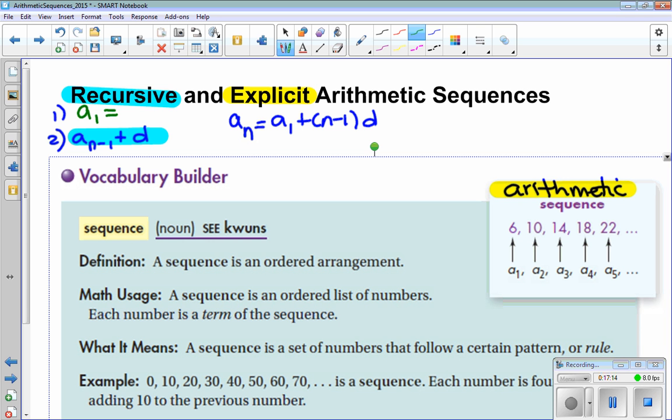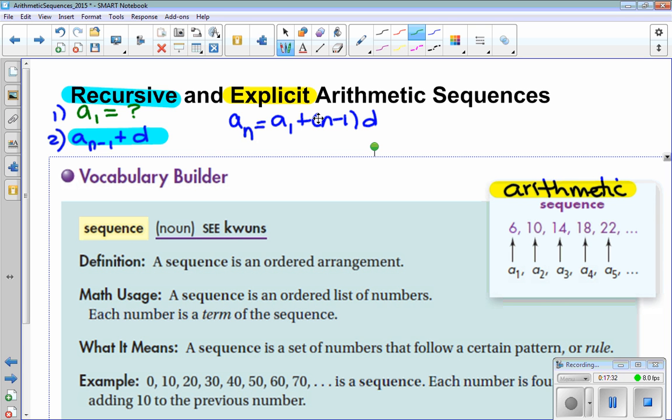The first term is 3. First term is 2. The first term is 5. Whatever it is. So you're going to need to tell me both parts in order for that to be a recursive definition. Okay? So make sure in your recursive that you write both of these things. What is A sub 1?